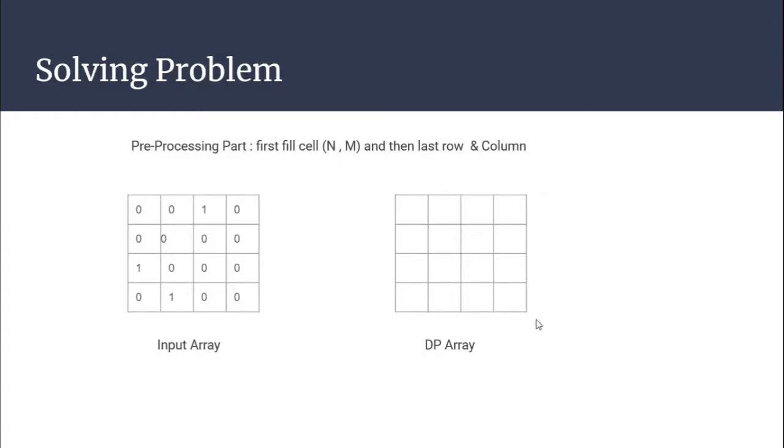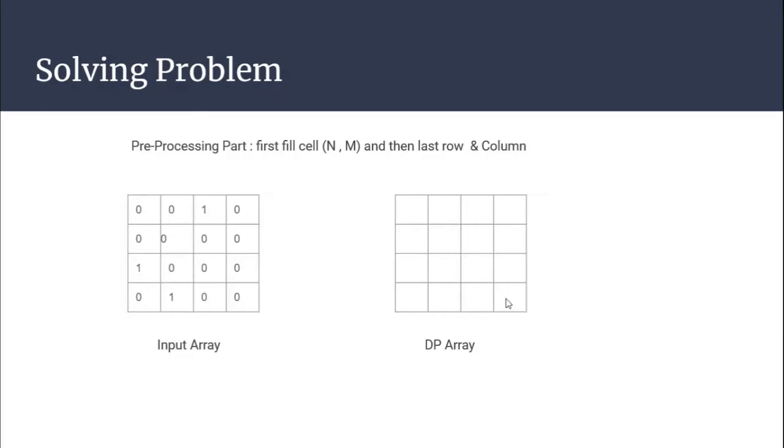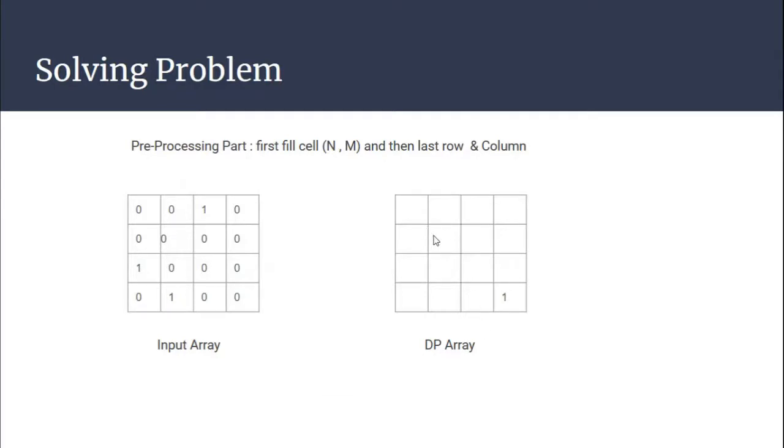So first of all, we will be filling the terminating point, that is cell n cross m. If in the input array this cell is 0, then of course we'll be filling 1, otherwise 0. Since the terminating cell doesn't contain any obstacle, there's one way to reach the terminating point starting from the terminating point. Each cell of the DP array represents the total number of unique paths starting from that cell to the terminating point. So DP of n m represents the total number of unique paths starting from terminating point to terminating point. That is why it is only 1.